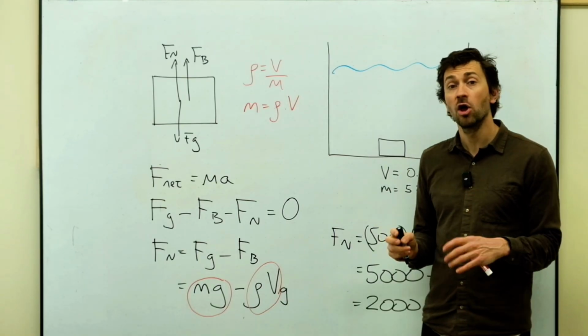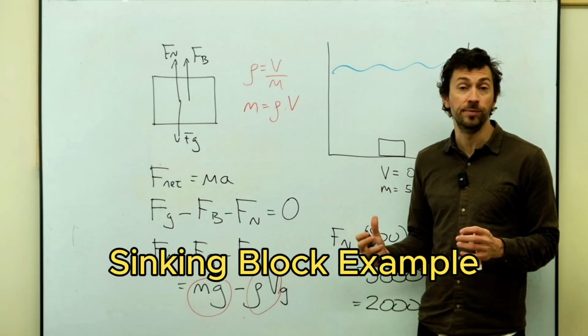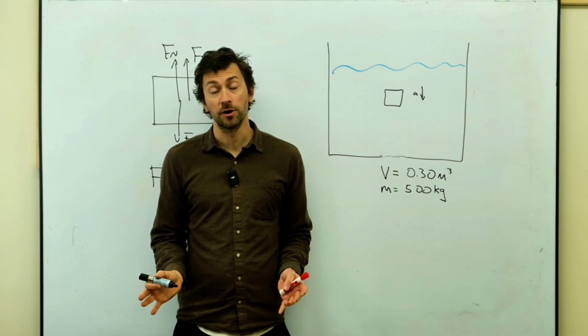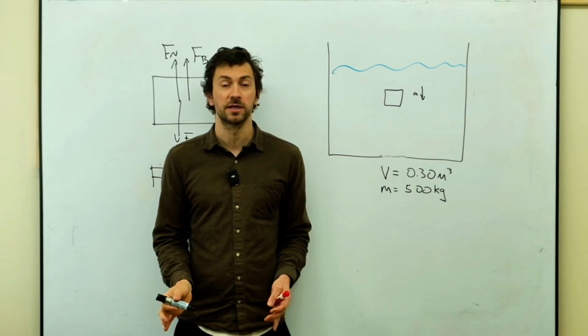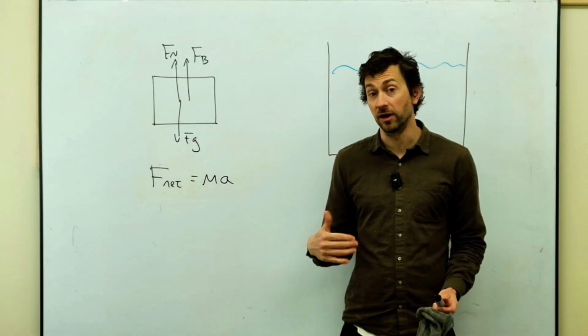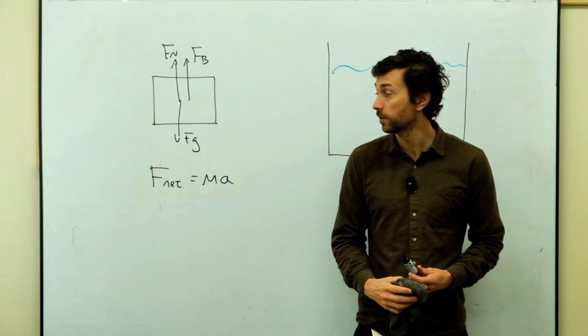Let's try calculating what the acceleration of this block would be in the water. So let's imagine that block is floating in water and it's sinking downwards as it's suspended in the water. So we need to change the free body diagram because now there's no normal force.